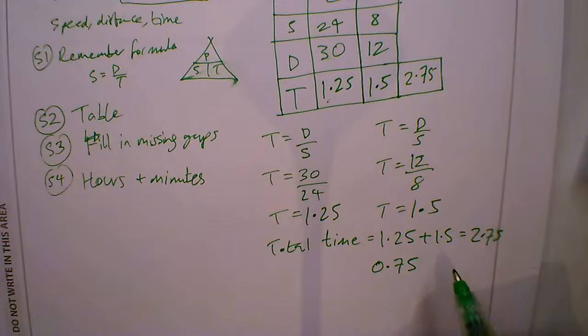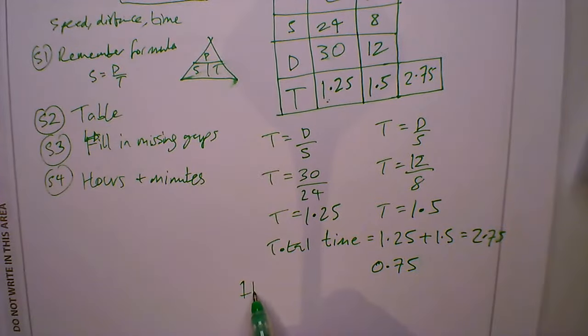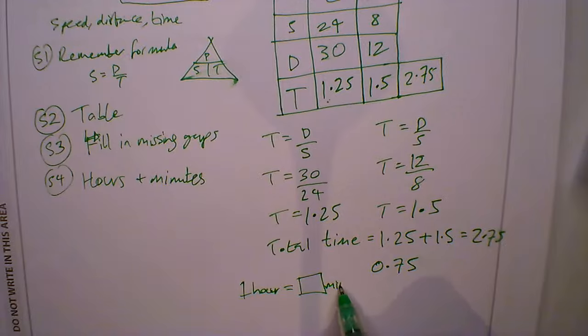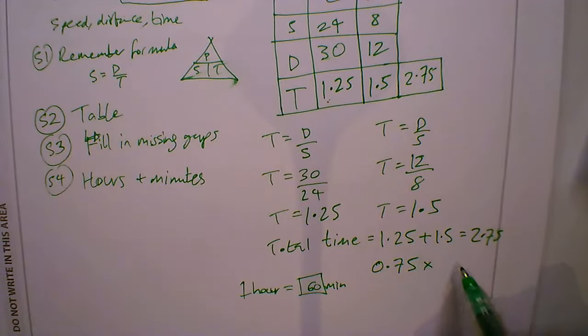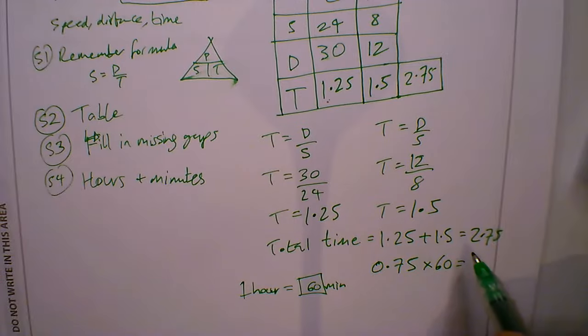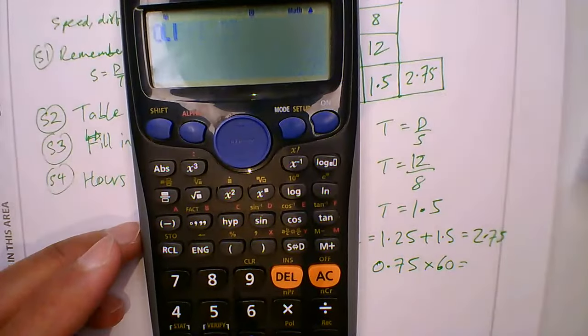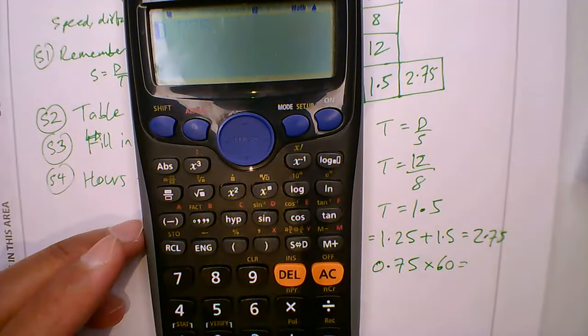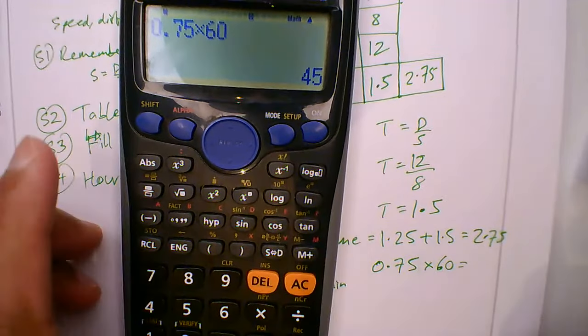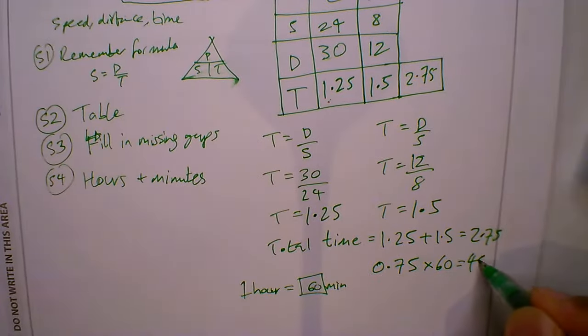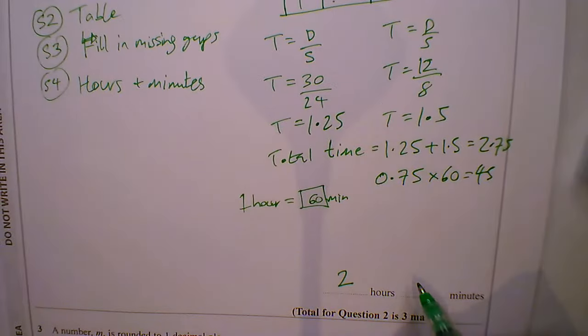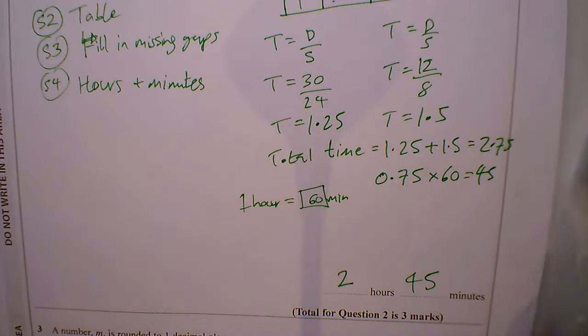Well, in 1 hour, how many minutes do we have? It's 60. So all I do, I multiply 0.75 by 60, and that gives me my minutes. So 0.75 times 60 gives me 45. So 45 minutes. So 2 hours and 45 minutes.